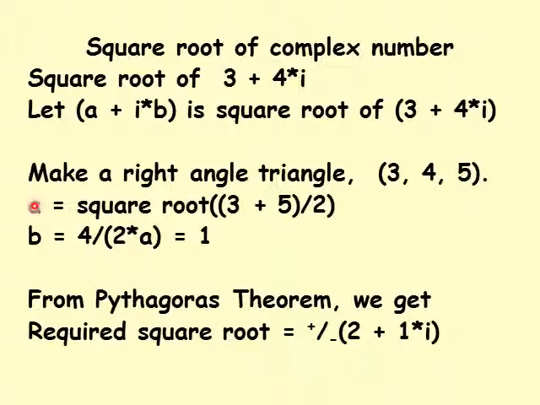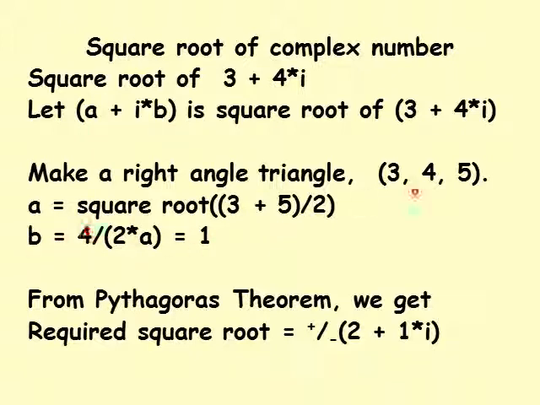Now we get a, which is the square root of (base plus hypotenuse) divided by 2. 3 plus 5 is 8, divided by 2 is 4. The square root of that is 2. That means a is equal to 2. We say a plus ib is the notational name for our answer, the square root. So a, we already solved for, is 2.